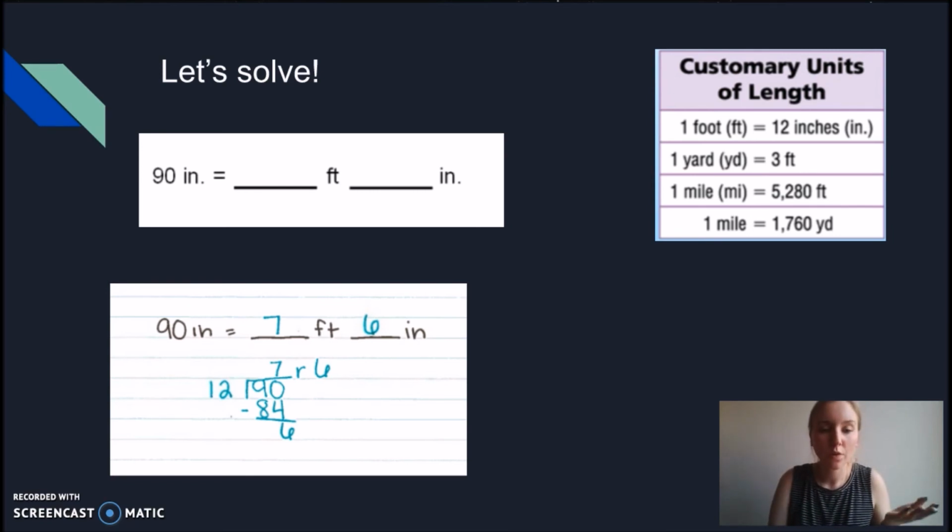So we are going to go from a smaller unit to a bigger unit. So we need to divide. So 90 divided by 12 equals 7. And if you multiply 12 by 7, you get 84. And you subtract and you get a remainder of 6. So 90 inches equals 7 feet and 6 inches.